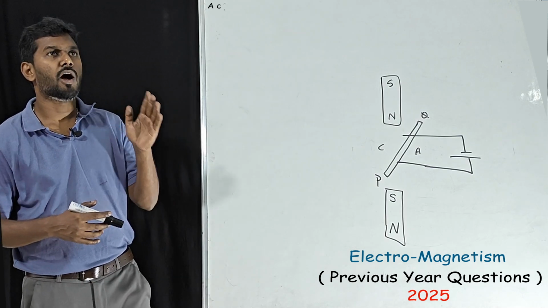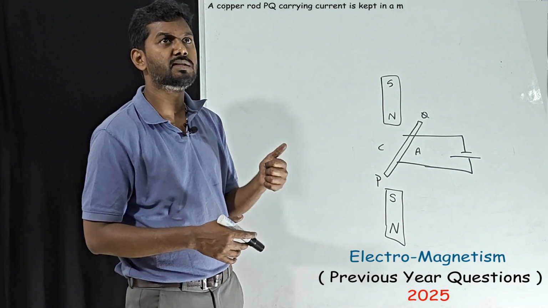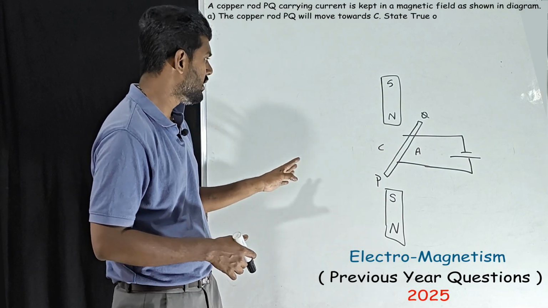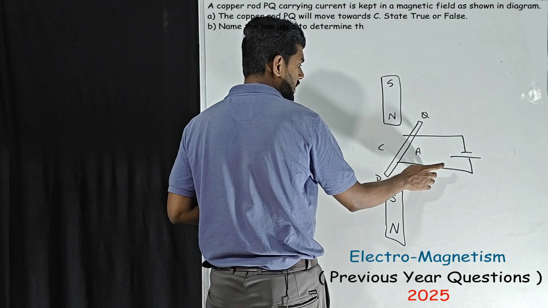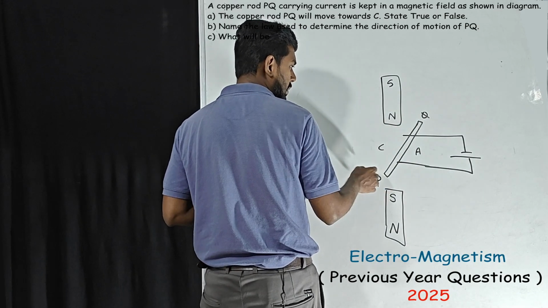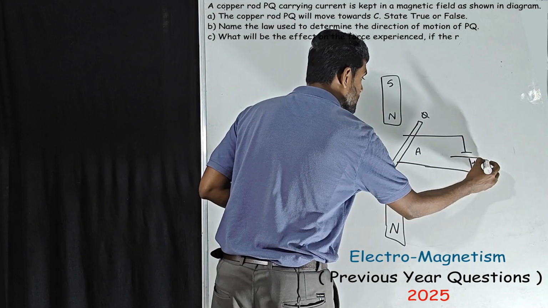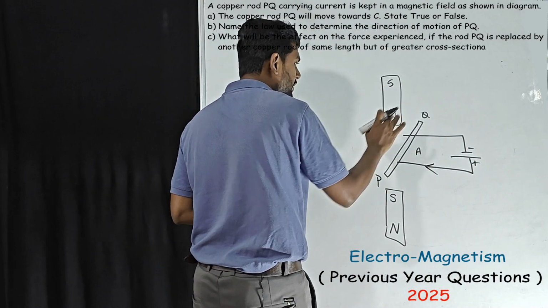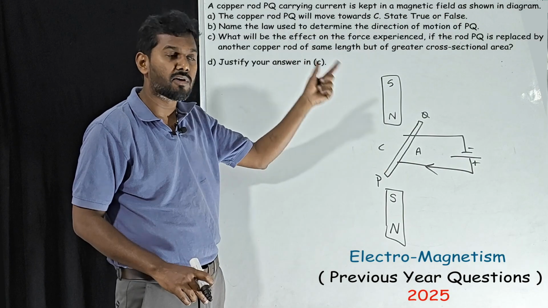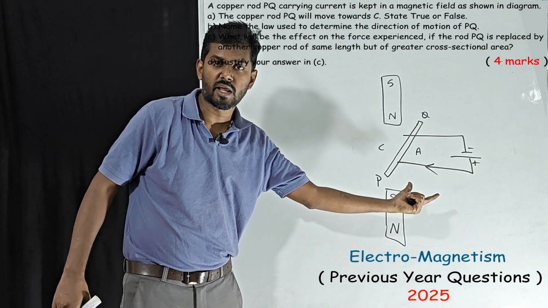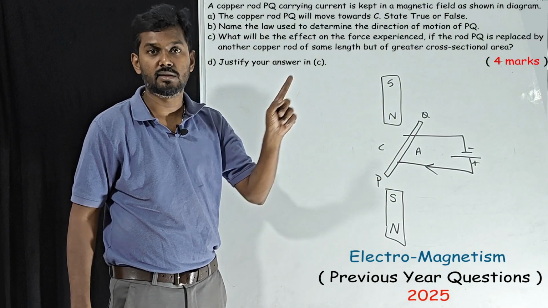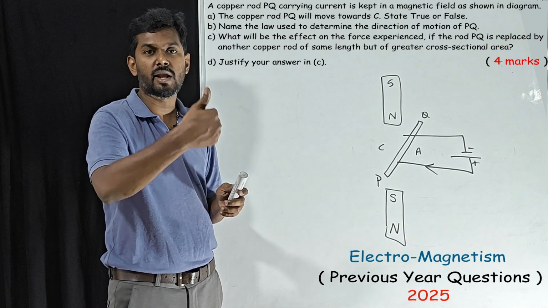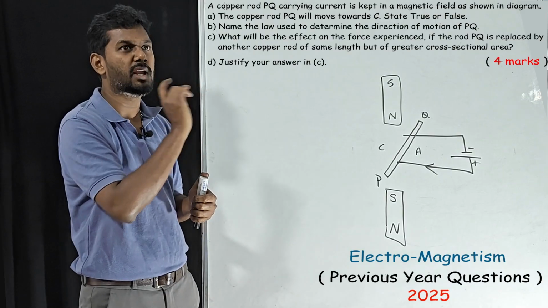Our next question: a copper rod PQ carrying a current is kept in a magnetic field as shown in the figure. So listen, a copper rod is there and there is a current, current passing through the wires. See, the direction of current is important. From here it is moving here. Next, magnetic fields are there and there is a rod. Whenever an external magnetic field is there and an external current is there, a force will be created. So this you should know, it is related to something. It's definitely not the right hand thumb rule, so it should be something else. So that we'll find out.